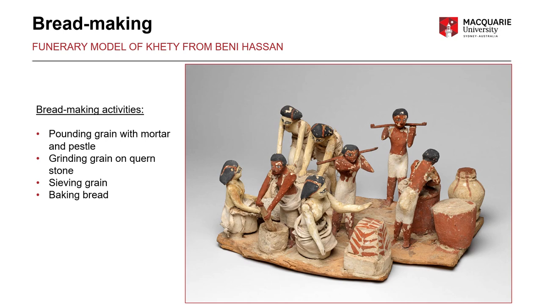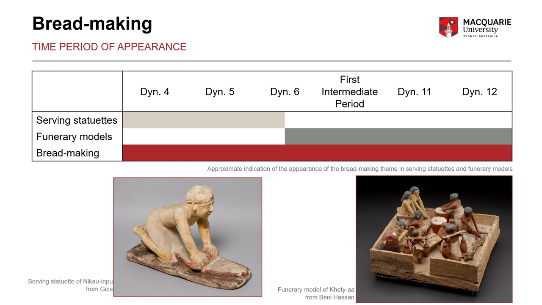The popularity of bread making in funerary models isn't only witnessed in the quantity of sculptures and the range of tasks depicted, but also in its prolonged appearance in the repertoire. The earliest models that we have, the individual limestone serving statuettes of the 4th and 5th dynasties, are mainly concerned with food preparation. Most are engaged in bread making tasks, with the most common motif of these early statuettes being a female miller grinding grain on a quern stone, an example of which you can see here on the left.